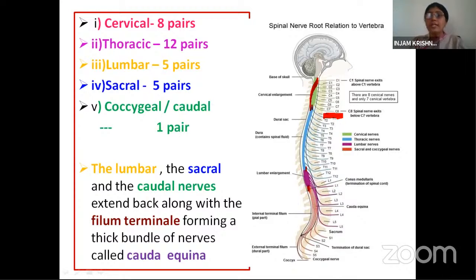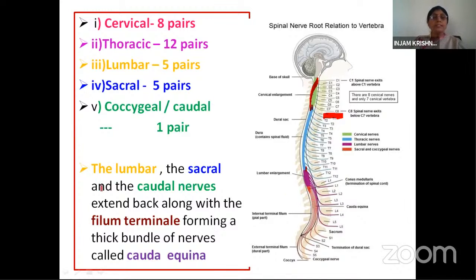This ended point is called conus medullaris. But from here, the nerves are passed on, through a non-neural part. It is called cauda equina, that means tail of the horse, just like a ponytail. We call it a ponytail. In the same manner, all the nerves start here and pass on to the end, so we call it cauda equina.